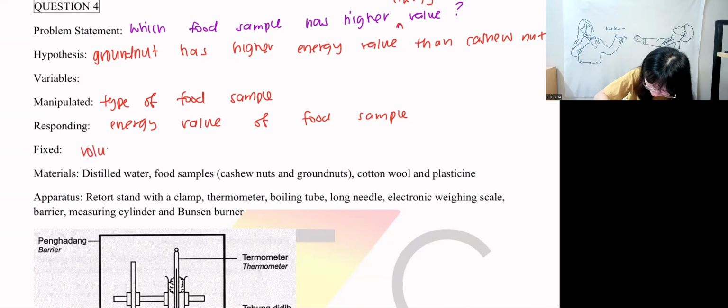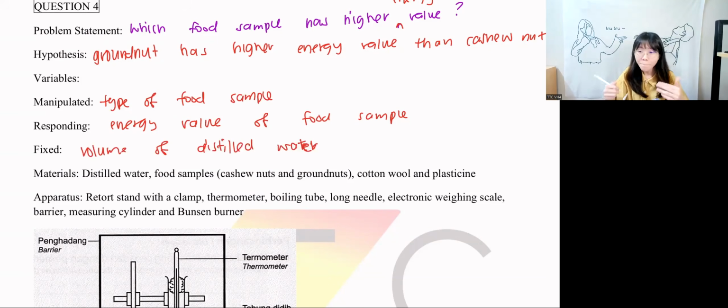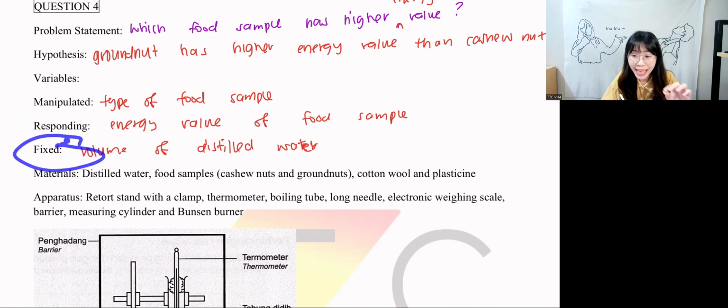So you can say volume of distilled water. Or you can say mass of distilled water. When we write fixed variable, there is no value. We don't write 20 ml of distilled water. Your constant variable, we cannot write with number. So you cannot write 20 ml of distilled water. We can only write mass of distilled water or volume of distilled water.